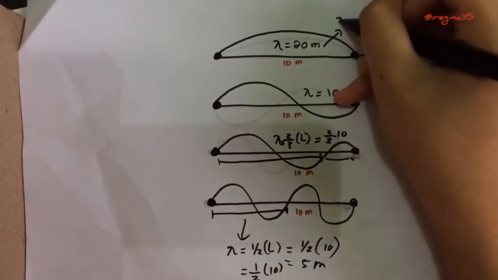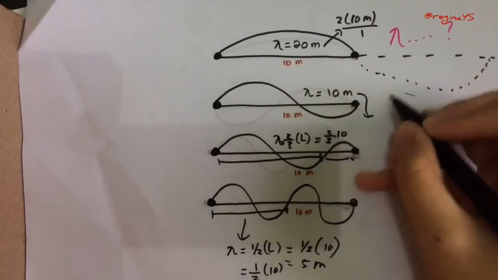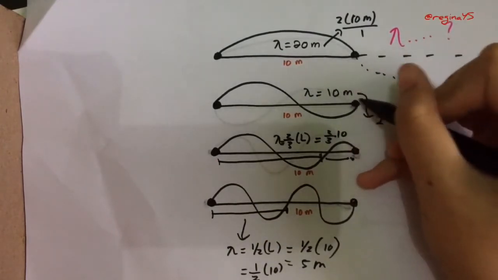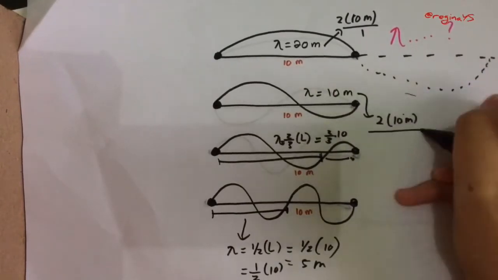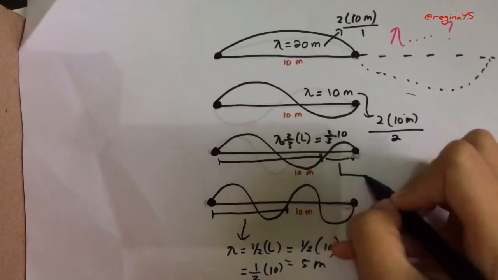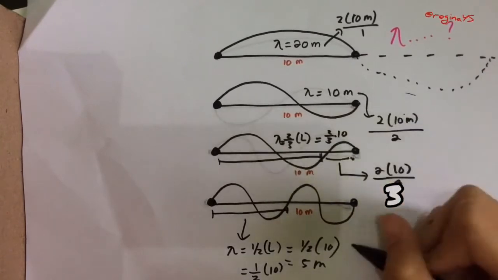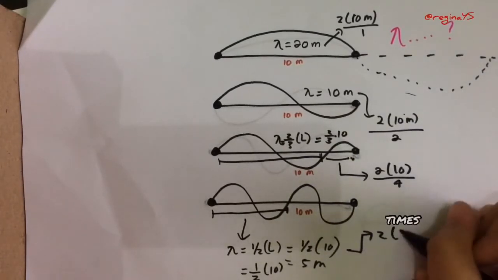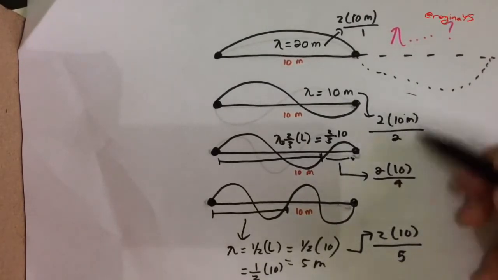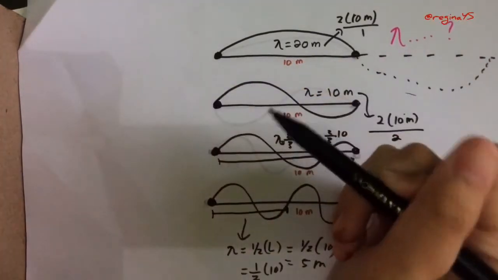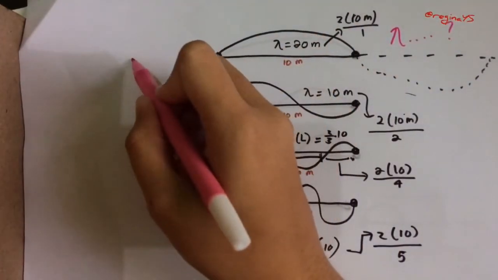For the first one, the pattern is like this: 2 times 10 meters over 1. The second also has a pattern, which makes it 10 meters, which is 2 times 10 meters of the length divided by 2. The third one is also 2 times the length of the string divided by 3, and the fourth is 2 times the length of the string divided by 4. This is the pattern.